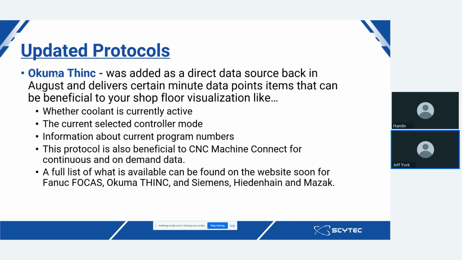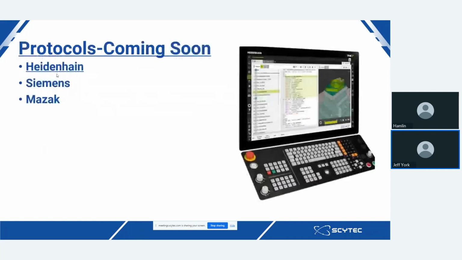And we're going to be updating quite a few protocols coming soon, including the first one that I have underlined. It's basically ready to go. It should be released in our next update that should be coming out in the next month or so, and that is Heidenhain. To my knowledge, we will be supporting the TNC 7 controls as well as 530 and 640 control types. And then also in the pipeline, we have control protocols for Siemens as well as Mazak, and those will all be coming soon.